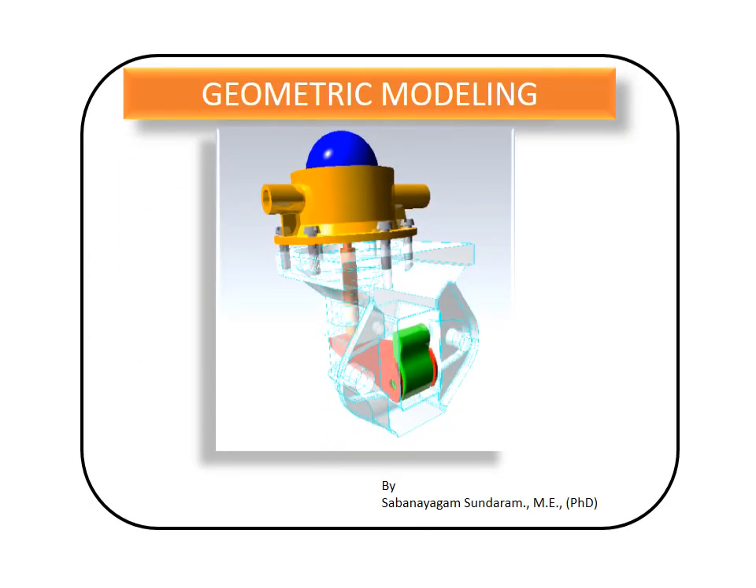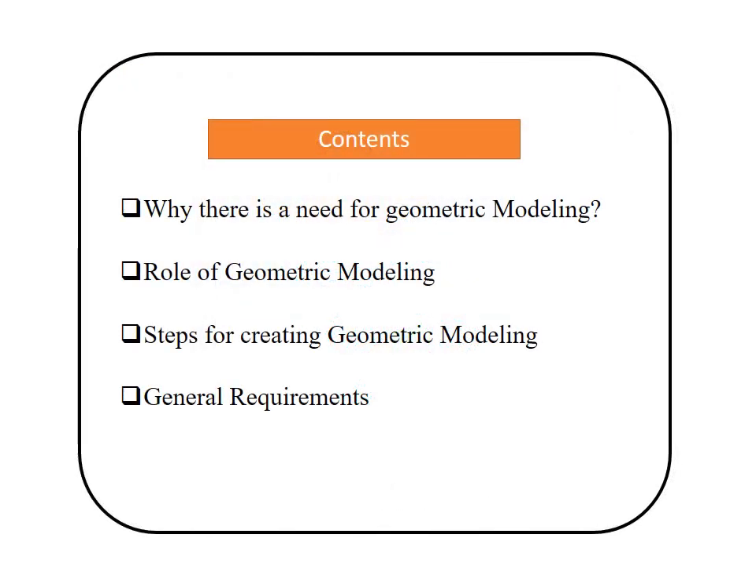Hello everyone. In this session, we are going to see about geometric modeling, which is unit number 2 in the paper ME 8691 Computer Aided Design and Manufacture. Before we go into the session, let us see the contents: why there is a need for geometric modeling, role of geometric modeling, steps for creating geometric modeling, general requirements.